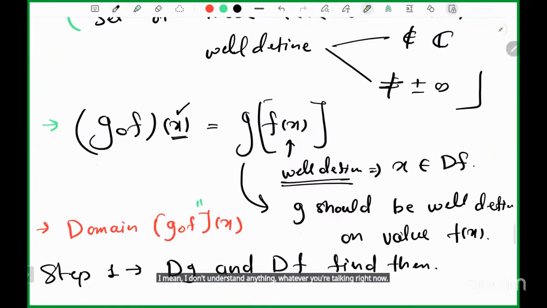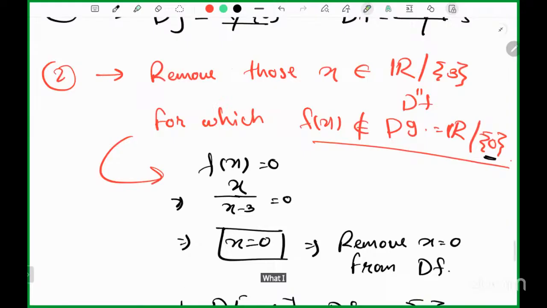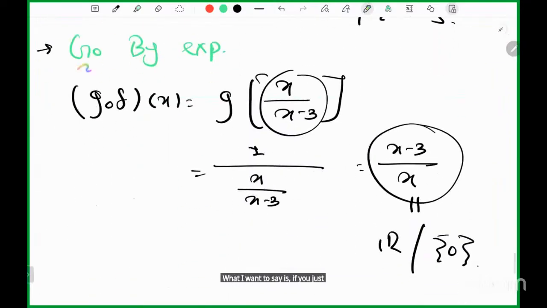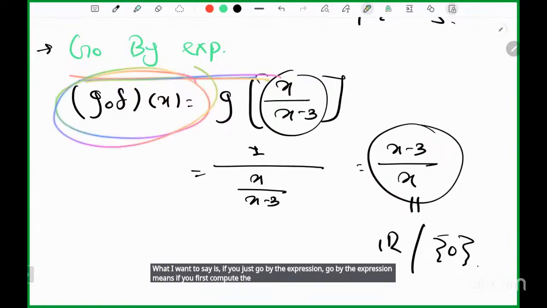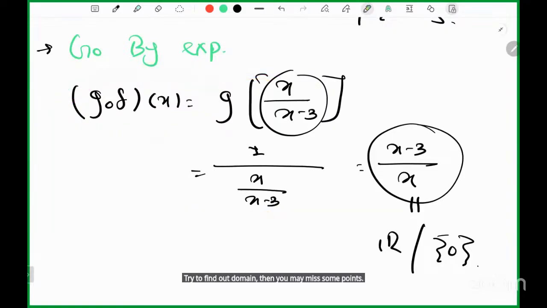Okay, see. First of all, we want to compute the domain of G composition f, correct? What I want to say is, if you just go by the expression, meaning you first compute the expression of G composition f and then try to find the domain, then you may miss some points. That's the point I want to make first. Yeah, okay, I got that.